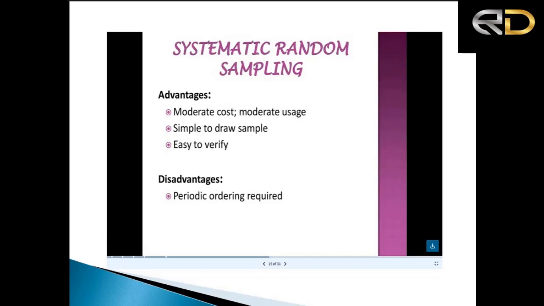And if it is not over, and the number is more than the size of the population, then we subtract the size of the population. Suppose we have a population of size 100 and we have three-digit numbers, and we have got, say, 111. So we subtract the population size: 111 minus 100 is 11. So the 11th unit will be selected into the sample. This method is known as circular systematic sampling.